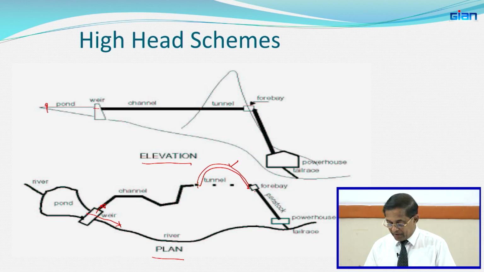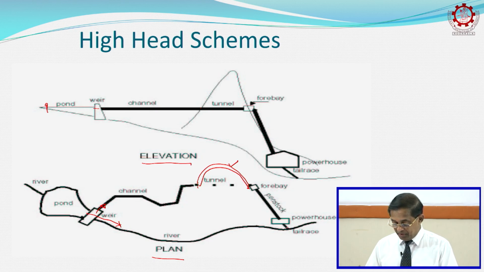And then you have the forebay tank, right, and penstock and the powerhouse and the tail race. Tail race is where the water is released back to the river. So this is an option, you can see when you have an opportunity.